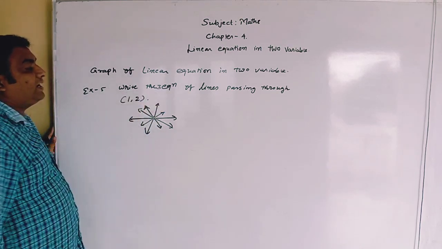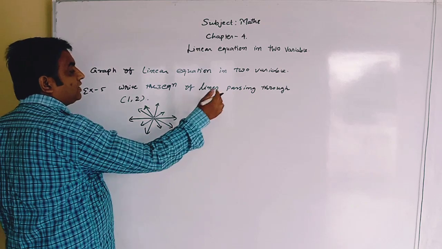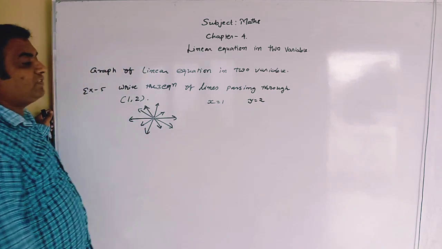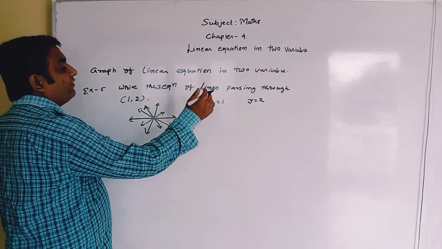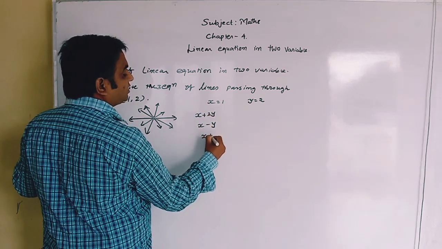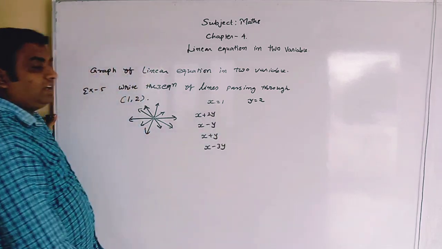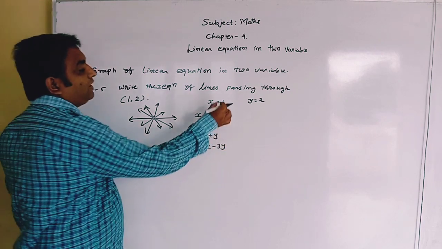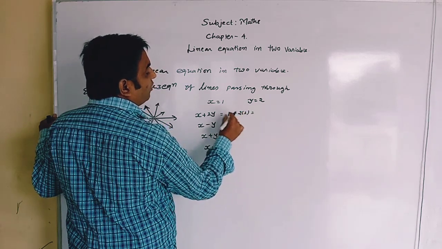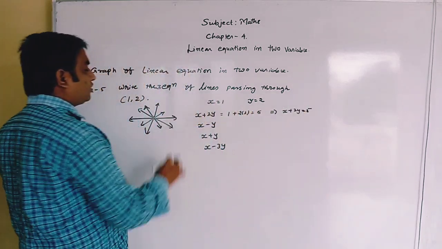But here it says to write three equations through (1, 2) which are linear equations in two variables. So first we take x equals 1 and y equals 2, and different linear relations we can write, like x plus 2y, x minus y, x plus y, x minus 3y. Now substitute the x value and y value. So 1 plus 2 into 2, 2 times 2 is 4, plus 1 is 5. So one relation we have is x plus 2y equals 5, which passes through (1, 2).